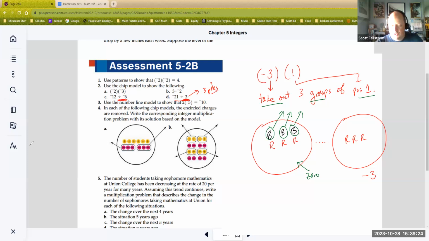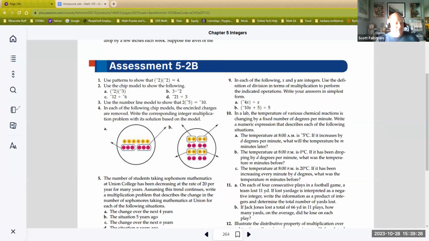All right. So good questions there on the chip model, something that'll definitely be showing up on an exam. I use the number line model to show this. I only put one question on there because I do want you to see different models. That doesn't necessarily mean every model is going to make it to the exam.